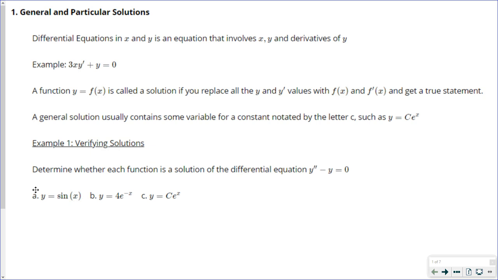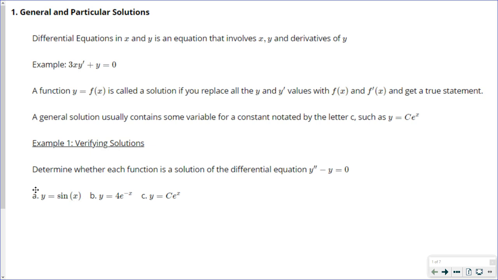So we're going to start with general and particular solutions. A differential equation in x and y is an equation that involves x, y, and the derivatives of y. For example, the equation 3x times y prime plus y equals 0. This equation has x's, y's, and a derivative of y. A function y equals f of x is called a solution if you can replace all the y and y prime values with f and f prime and end with a true statement.